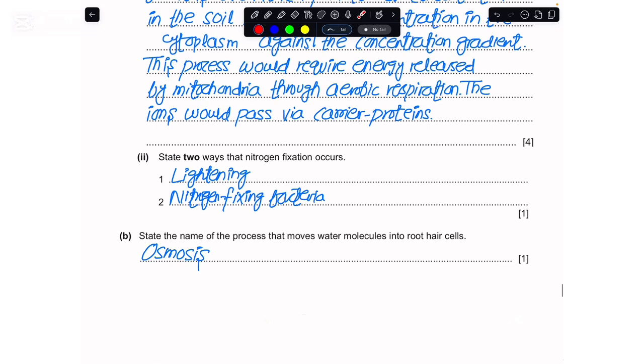And if we were to move further, they say we have to state two ways by which nitrogen fixation occurs. And by nitrogen fixation, what we mean is that the atmospheric nitrogen gas is being converted into some ions or some form of the oxides of nitrogen that can be used by the plants. So the two mechanisms involve lightning, and the other one is the nitrogen fixing bacteria that live within the root nodules of the leguminous plants. For the last part, they say state the name of the process that moves water molecules into the root hair cells. So this goes with the name osmosis.